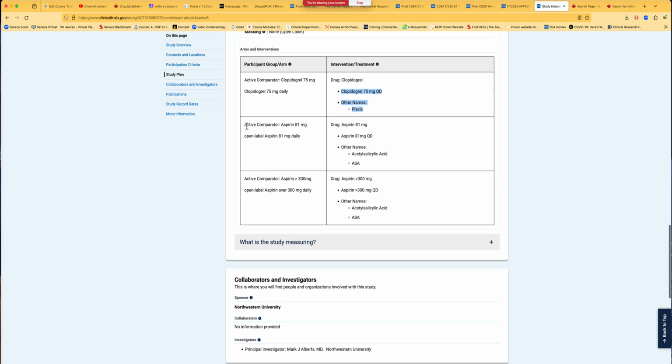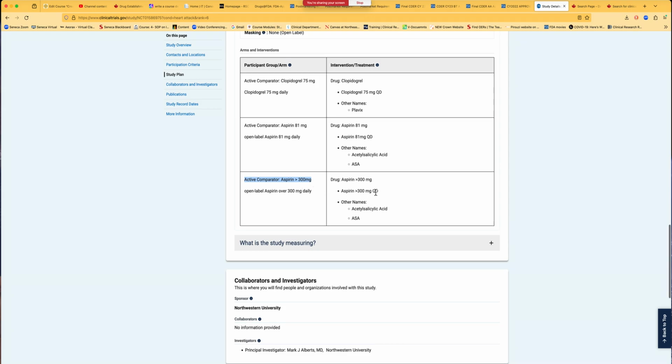Then we also had a second group, and the active comparator was aspirin at 81 milligram per day, and we were giving our patients aspirin at 81 milligram per day. These are coated tablets of aspirin. And then the active comparator is aspirin at a little bit more than 300 milligram, open label always, and then we gave it once a day, QD, to our patients.